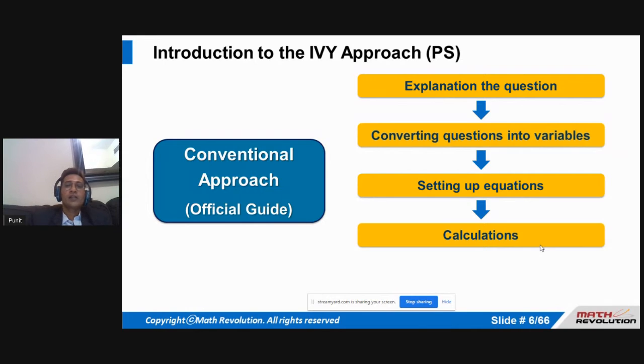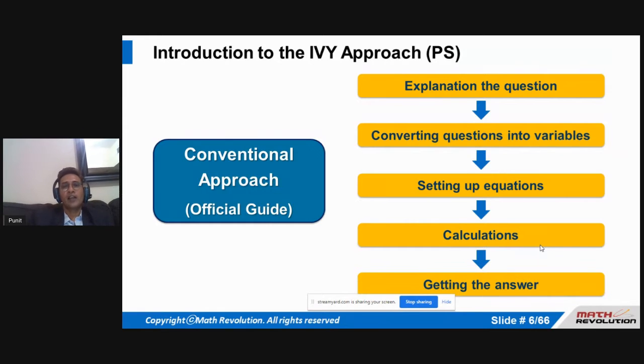Now let me tell you guys, this calculation part also has to be handled very carefully, because many times it happens that we end up making some silly errors. So you need to be very, very focused on that. And post calculations, that is where we mark the answers.